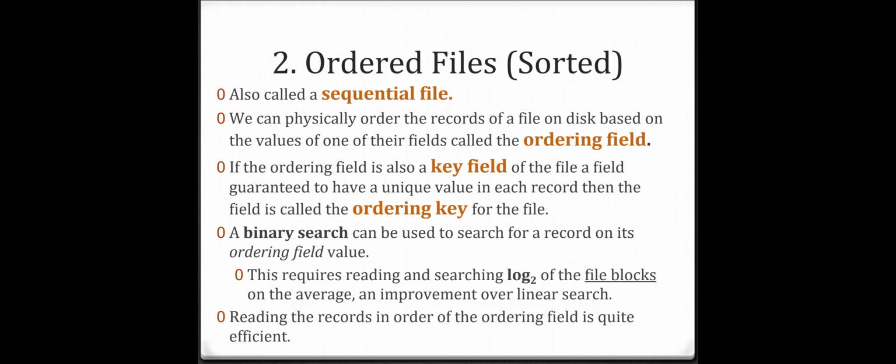I don't want to access all the blocks in order to find one record. Fetching the block from the storage and putting it into the memory consumes time and power. So what we want to do is minimize the number of accessed blocks. And here comes the benefit of binary search. The average is going to be log base 2, and I'll show you how we calculate that in an example. It's an improvement over linear search, which we did in the previous method, the unordered files. Reading the records in order of the ordering field is quite efficient.